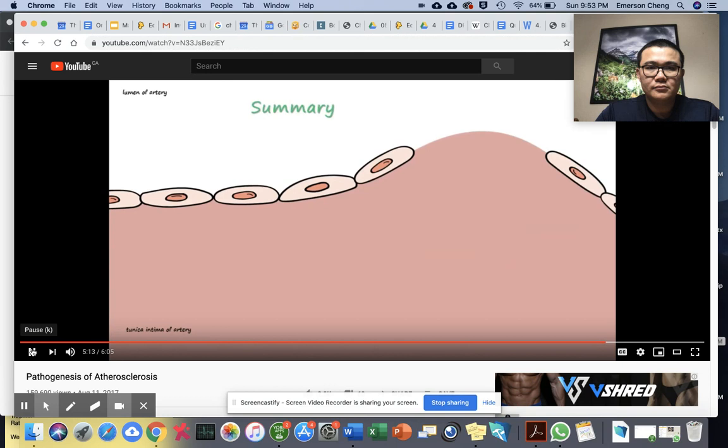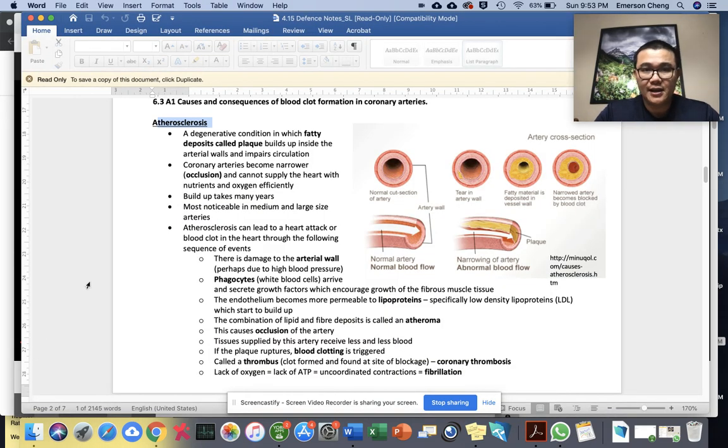Here is an animated summary now of the pathogenesis of atherosclerosis. Okay, before we watch the summary, let's look through the handout and see how much we need to know.